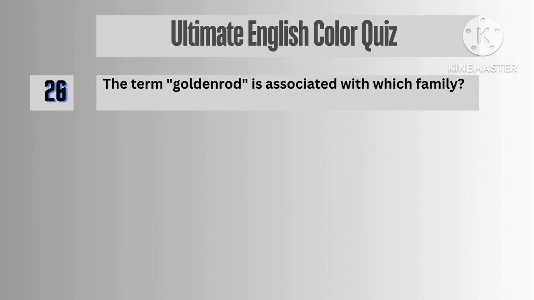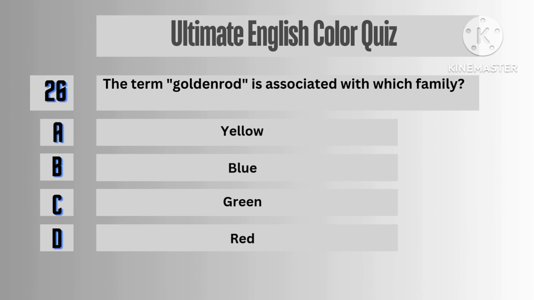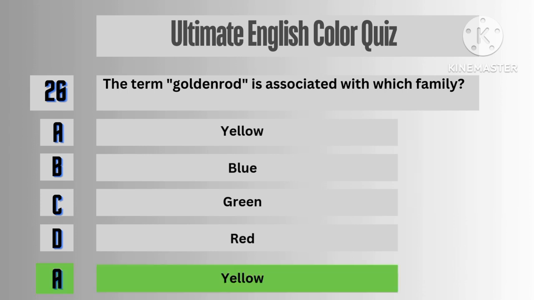Question number 26. The term goldenrod is associated with which family? Option A. Yellow. Option B. Blue. Option C. Green. Option D. Red. 5, 4, 3, 2, 1. Correct answer is A. Yellow.